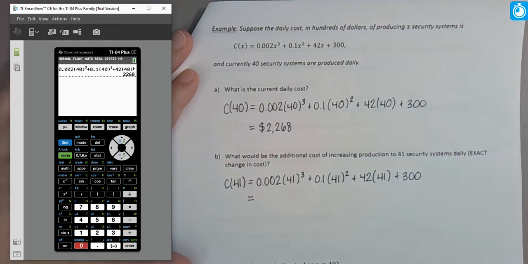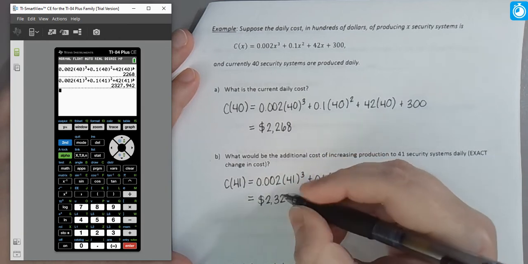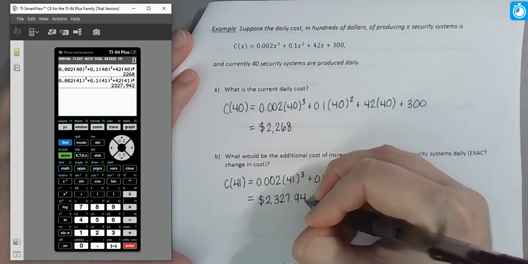Okay, so let's sub that in. 0.002 times 41 cubed plus 0.1 times 41 squared plus 42 times 41 plus 300. Let me double check it again. 300, 42 times 41, 0.1 times 41 squared, and then 0.002, 41 cubed. There we go. So that's going to be $2,327.942. If we're rounding to cents, that's going to be 94 cents.